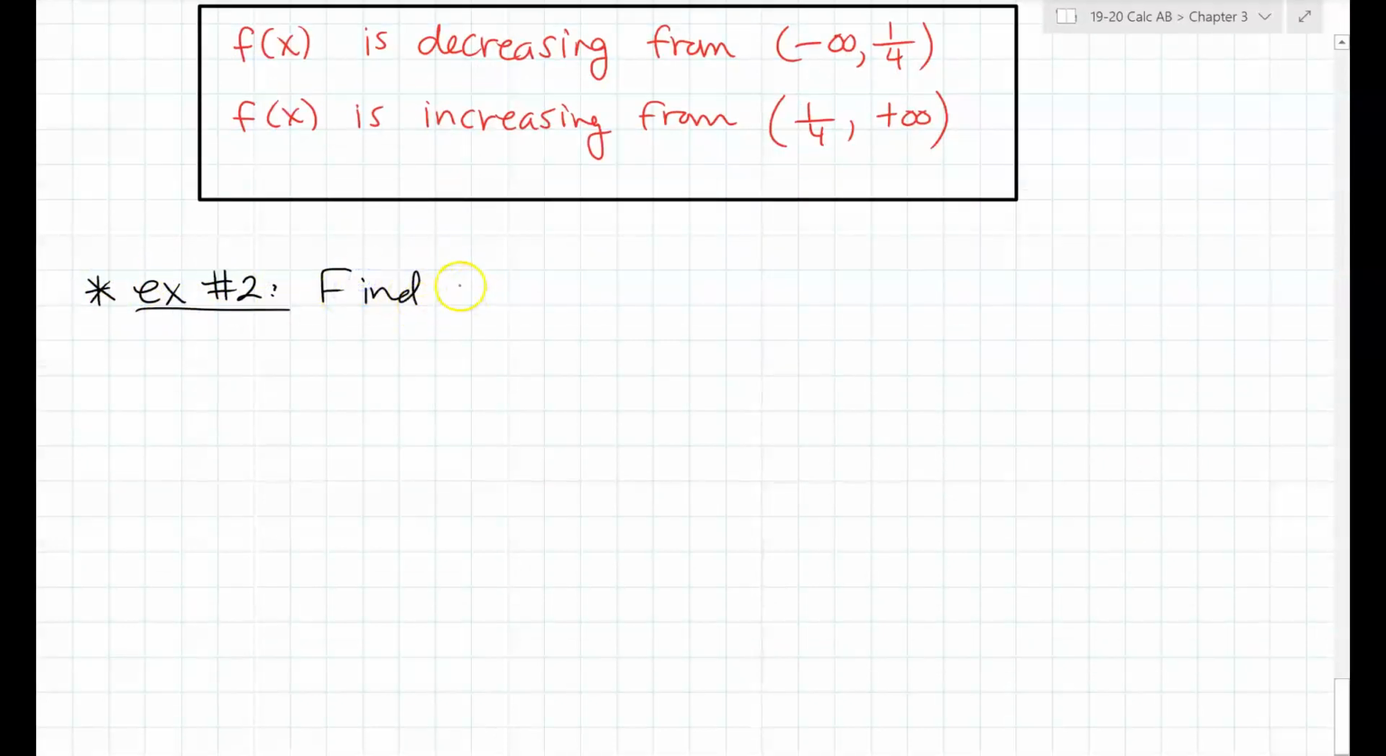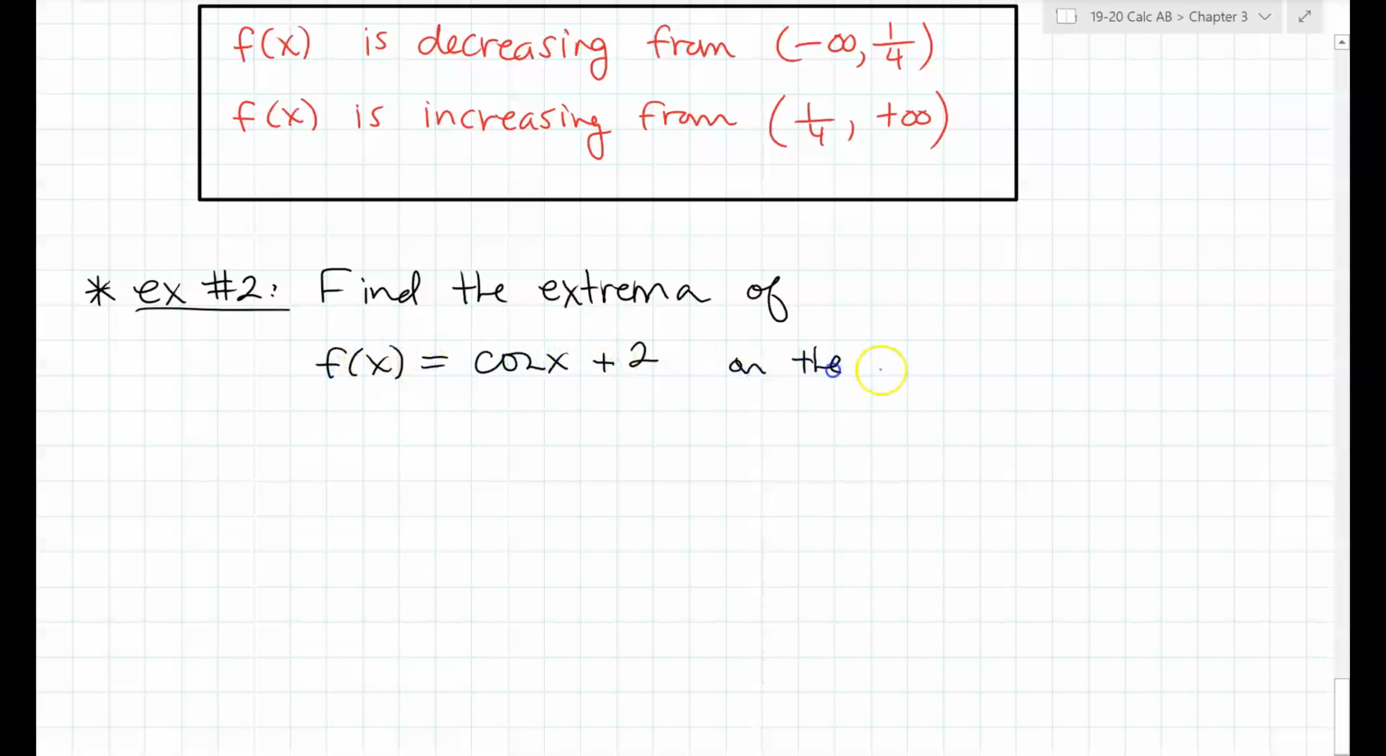So, two more examples. Find the extrema of f of x equal to cosine of x plus 2 on the interval 0 to 4 pi.